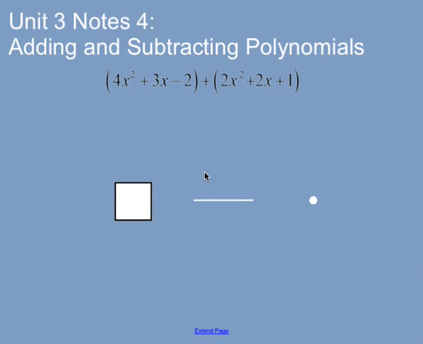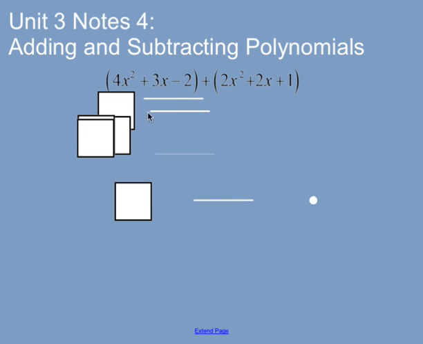So today we're going to be talking about notes 4, which is adding and subtracting polynomials. Now if you remember the very first notes video we did, we talked about combining like terms. We said that x squareds were going to be represented by squares. So here I have 4 squares. And then x's were going to be represented by lines. So here we have 3 lines: 1, 2, and 3, and so forth.